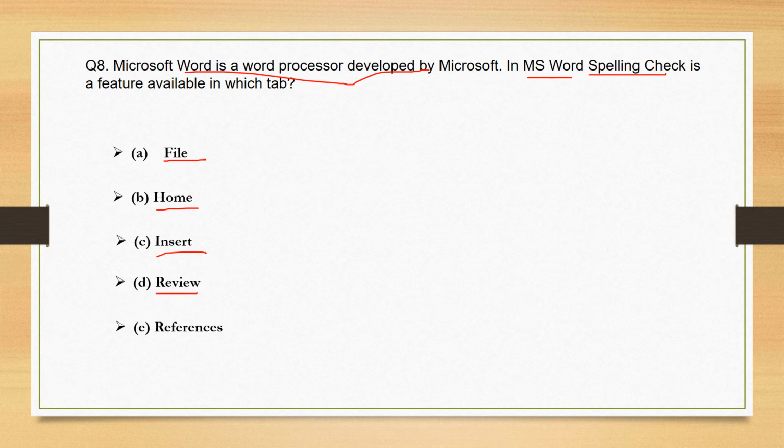So review is an option where you can do the spelling check in Microsoft Word. So this is going to be our correct answer. So in MS Word, to review or to do a spelling check, you can go to the review option and you can do the spelling check. So this is going to be the correct answer. Let's move to the next question and see what we have.